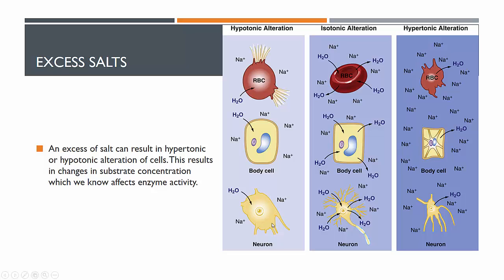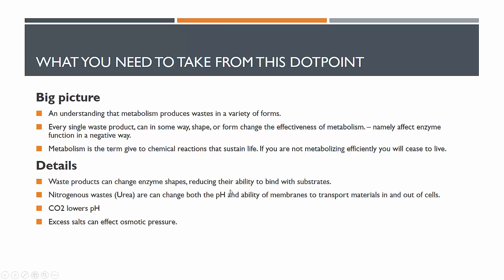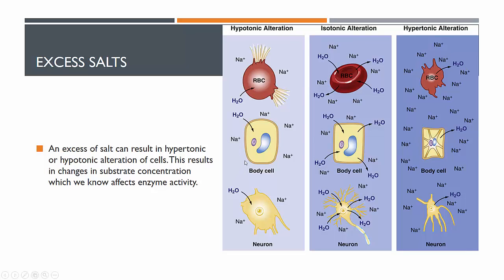And you'll see here that we have a neuron. So this is one of our nerve cells that is transmitting messages. And if you're having an impact on the amount of water going into a cell, then you're going to have an impact on substrate concentration. And we know that when we alter substrate concentration, we are going to have changes in enzyme function. We can't nail this enzyme function more. It's a pretty important concept.